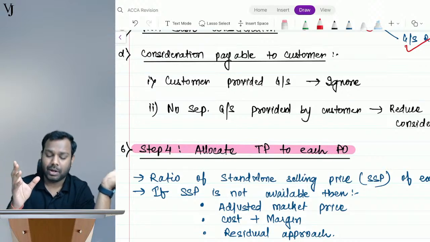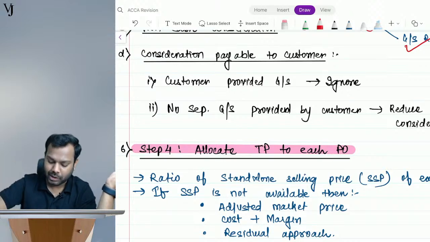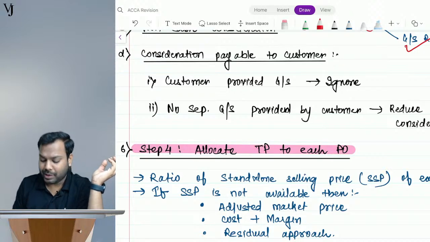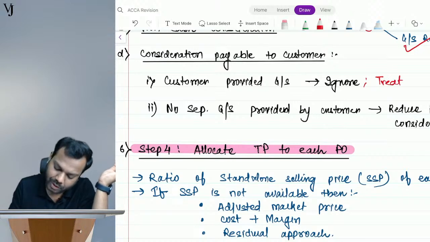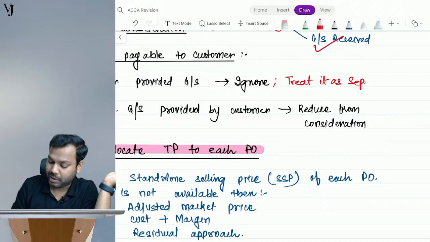No, right? I'll not adjust that, right? So it says the customer also provided certain goods or services. Then in that case, ignore. Treat it as a separate transaction.